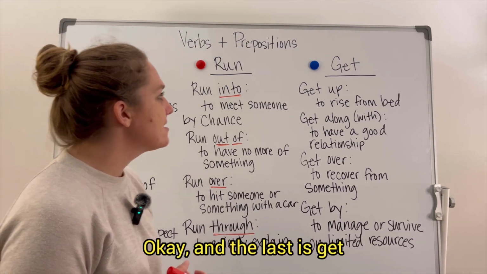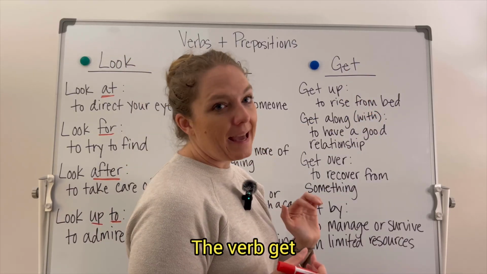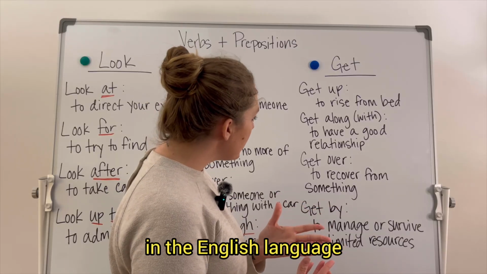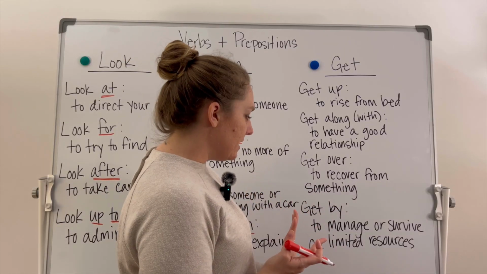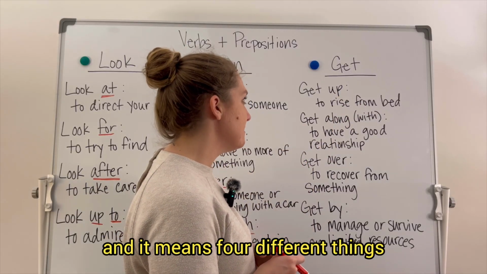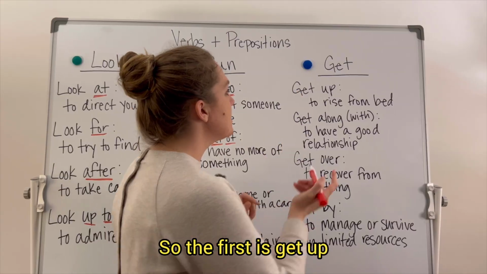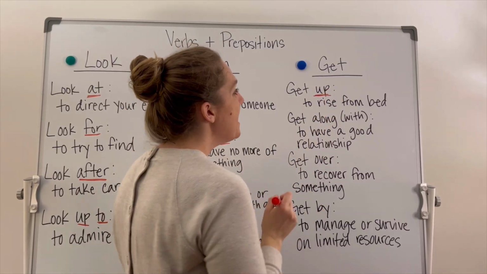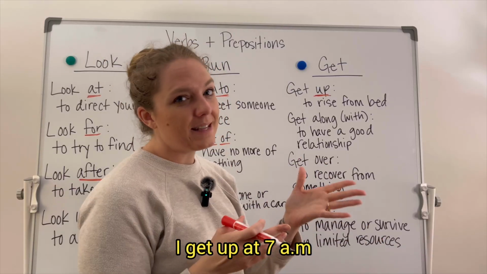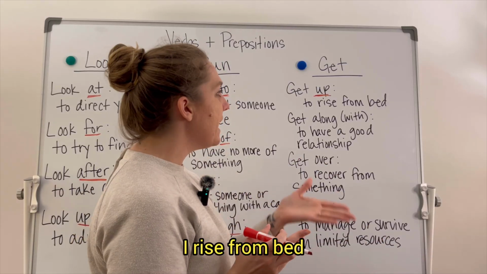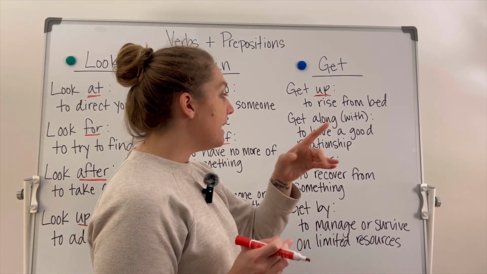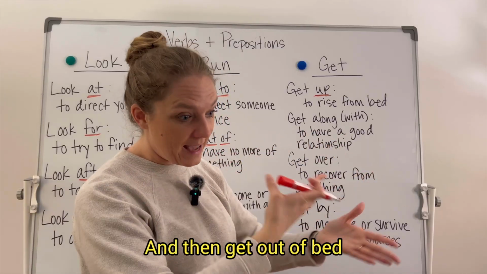Okay, and the last is get. The verb get. Get is used for so many different things in the English language. And here, get is used with a preposition and it means different things. So the first is get up. Get up. This means in the morning you rise from bed. I get up at 7 a.m. I rise from bed. I get out of bed at 7 a.m. Get up. I get up. I'm awake. And then get out of bed.